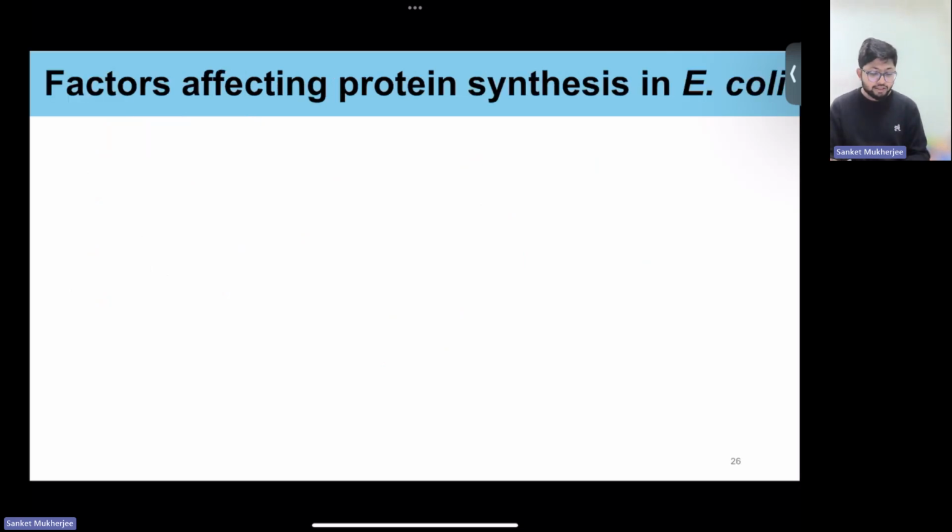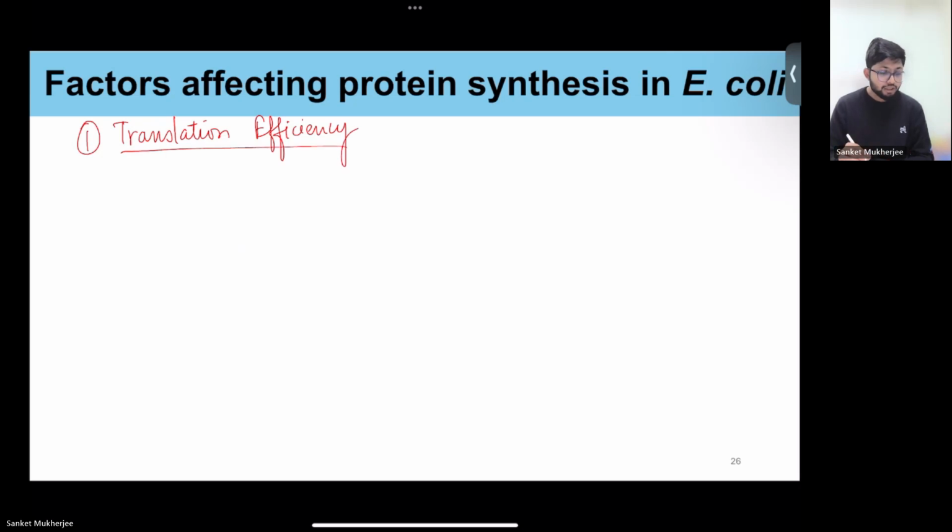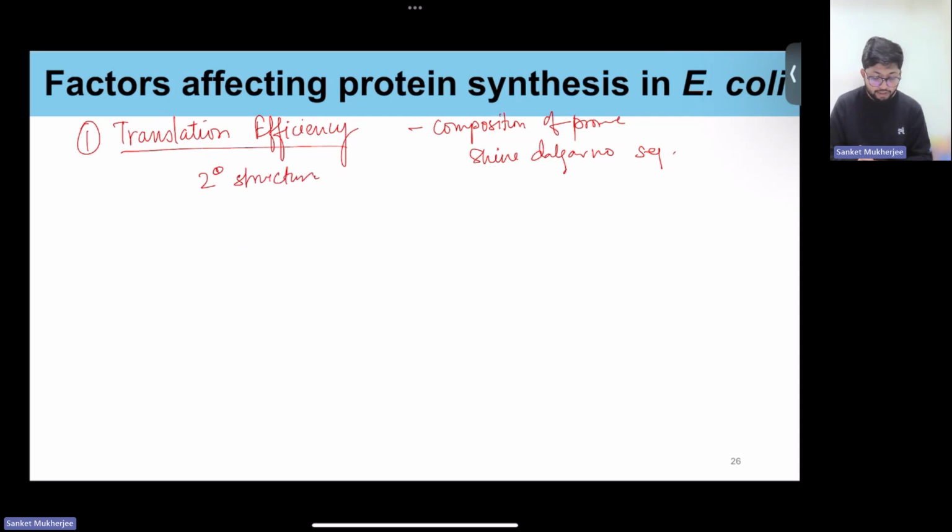Now, there are certain factors which affect protein synthesis in E. coli. One is the translation efficiency. The composition of promoters, especially the Shine-Dalgarno sequence, all these things can influence how much translation is happening. If there is a secondary structure in the promoter, that can reduce the efficiency as well.